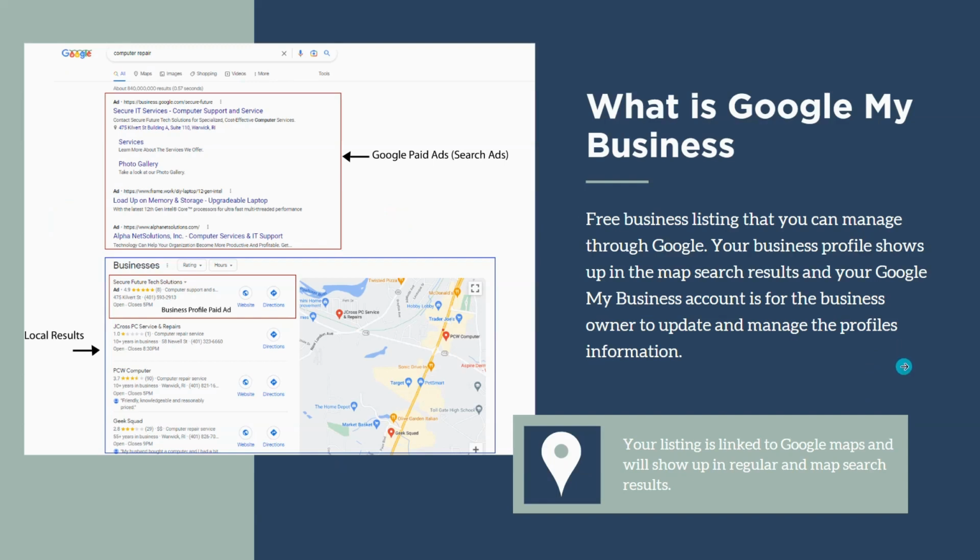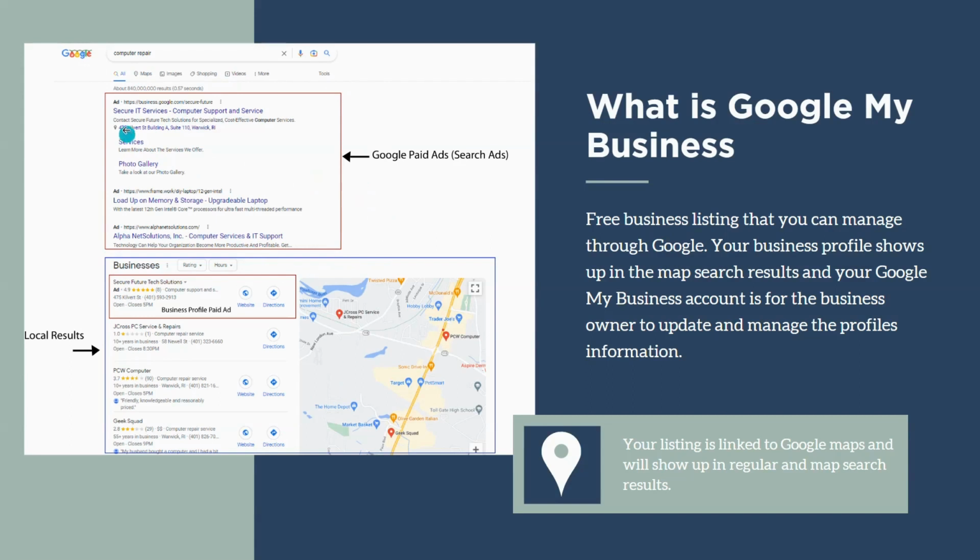So what is Google My Business? It's a free listing that you can manage through Google. Your business profile shows up in the map search results, and your Google My Business account is for the business owner to update and manage the profile's information. So when you search for something like computer repair, or you search for a business name, a lot of the times the search results look like this.